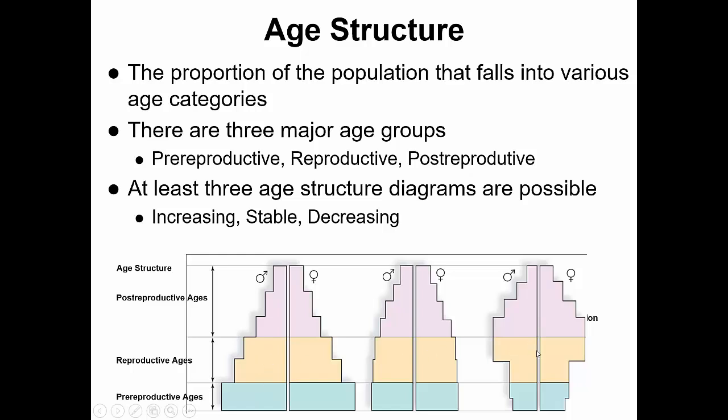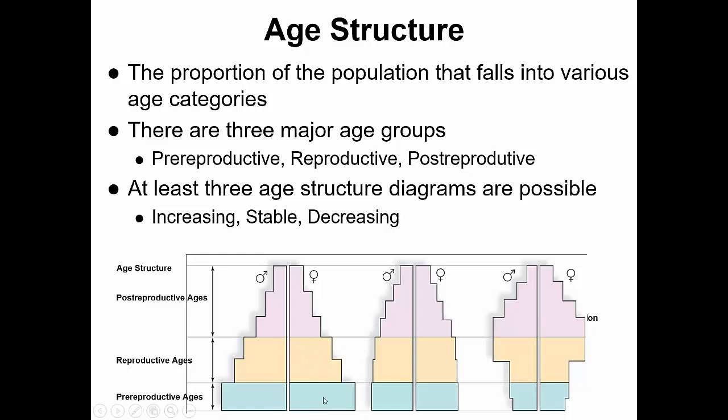Reproductive individuals, these would be, for instance, parents, shown in yellow, I suppose. And on the top, we have the post-reproductive individuals, perhaps the grandparents here, shown in pink. And so as we look across at these three examples, we can tell something about what's happening to the population.